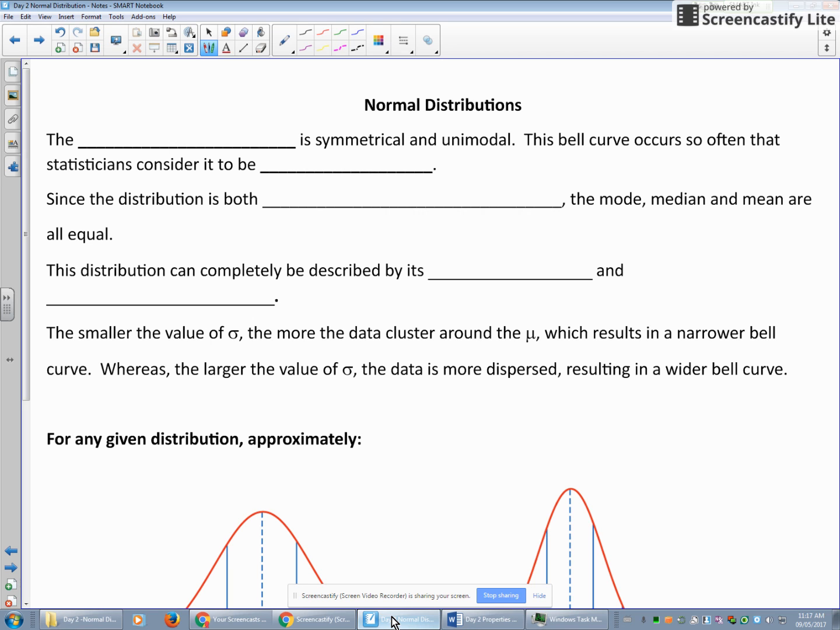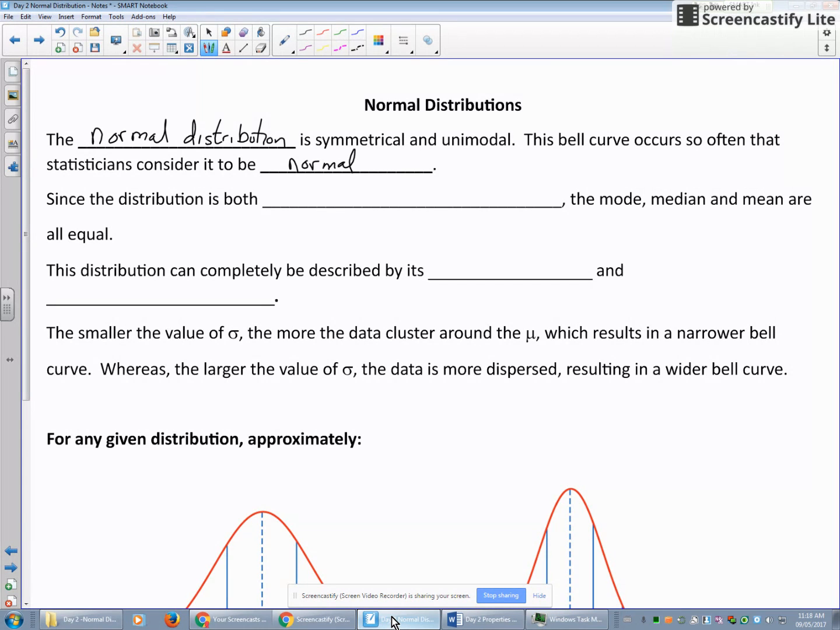All right, so on to the note on normal distributions. So the normal distribution is symmetrical and unimodal. Unimodal means it has just one hump, one mode. This bell curve occurs so often that statisticians consider it to be normal. So it's called the normal curve.